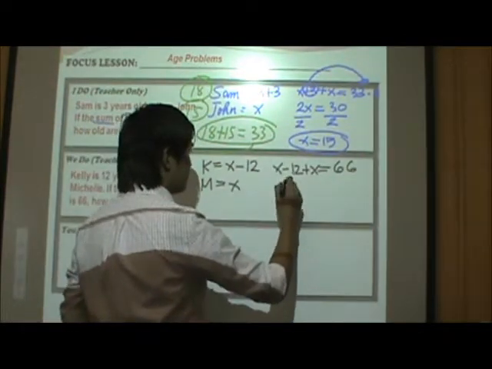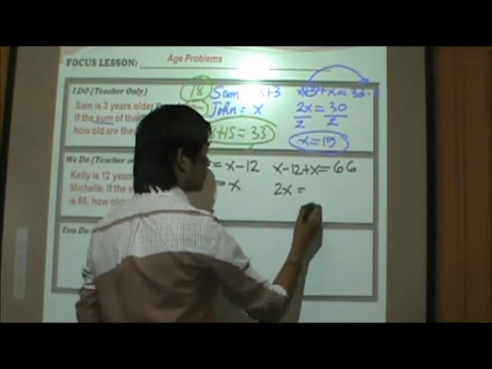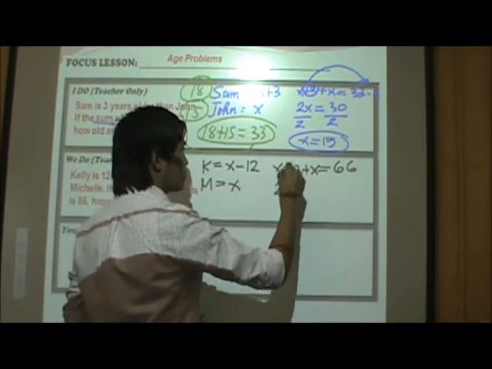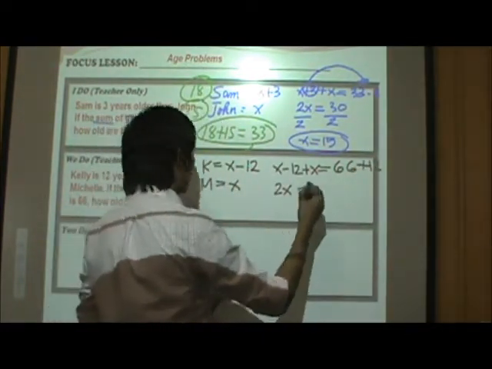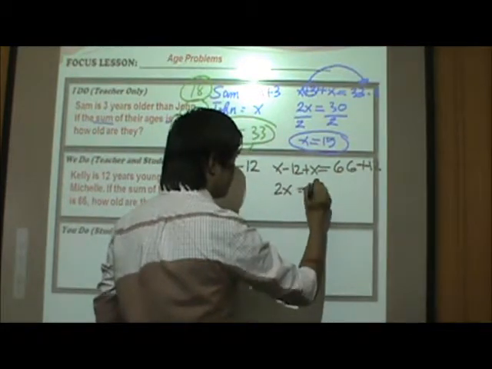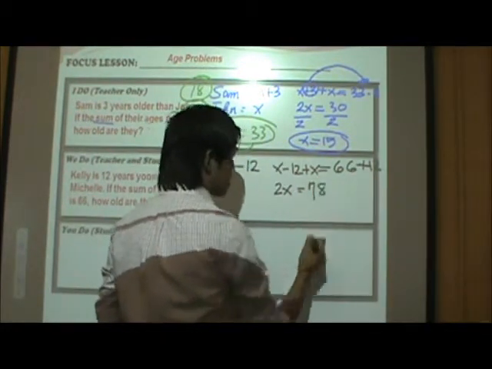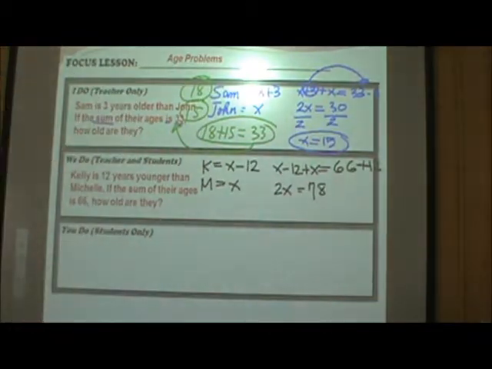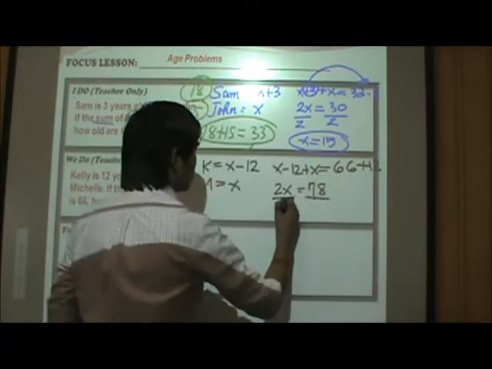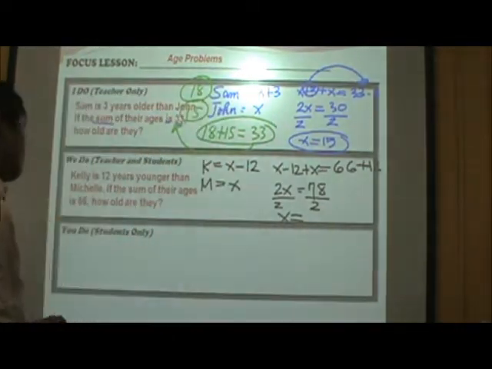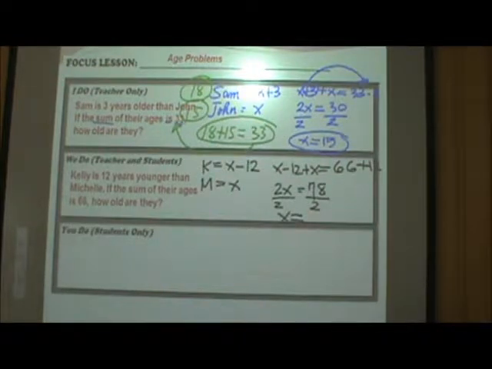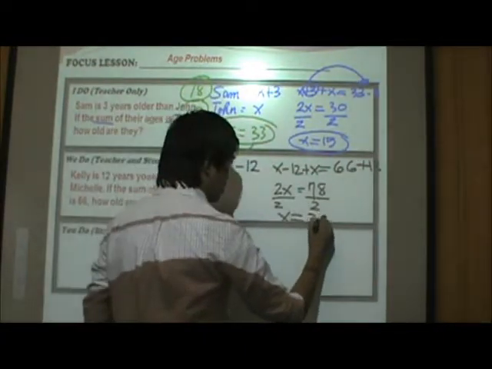X plus X is 2X. Now we move that minus 12 over, becomes plus 12. Using your mental math, 66 plus 12 is 78. Dividing both sides by 2, X is, what is 78 divided by 2? Is it 39?